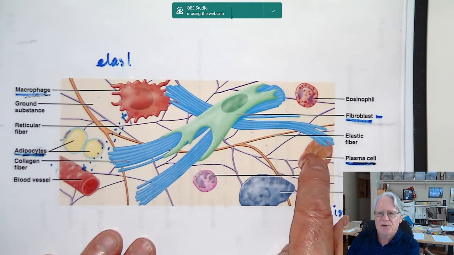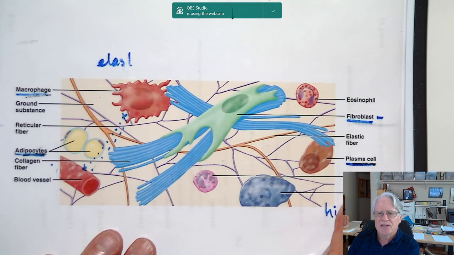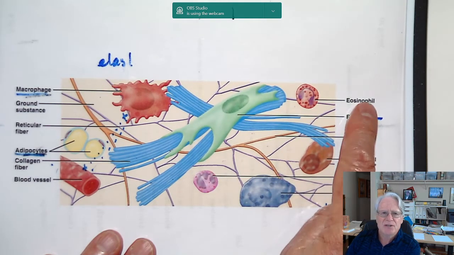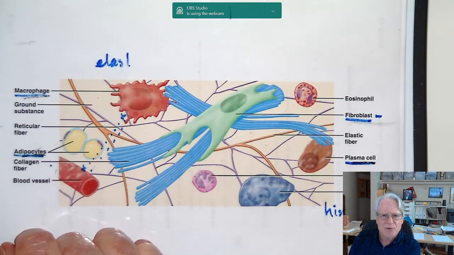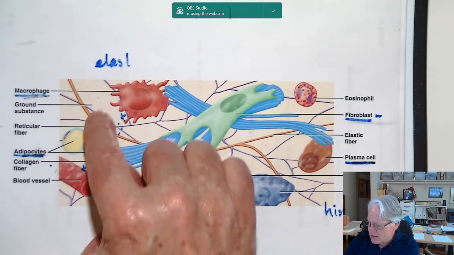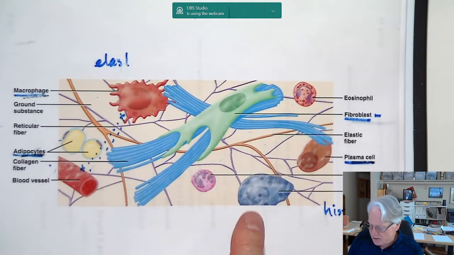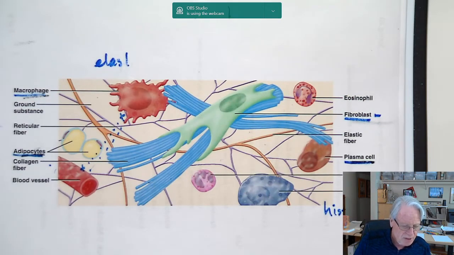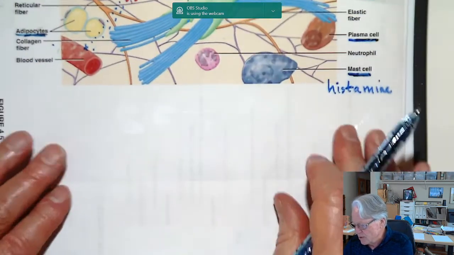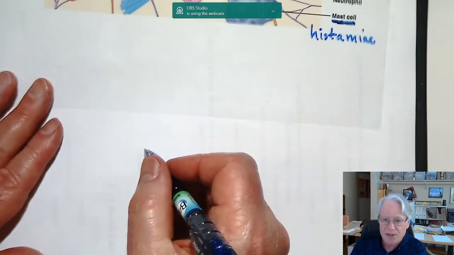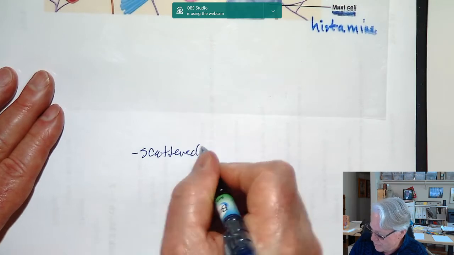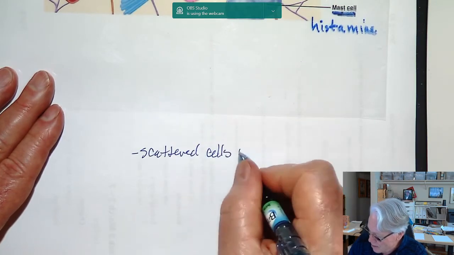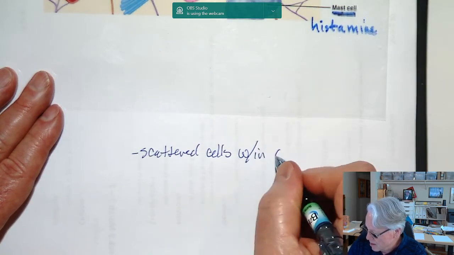So the cells are different. We have plasma cells, we have mast cells, fibroblasts, eosinophils, macrophages, adipose cells. So a lot of variety of cells. They're not all the same. And then within the matrix, and let's go ahead and put that into our notes. So this matrix that we're talking about, so we have these scattered cells within a matrix.